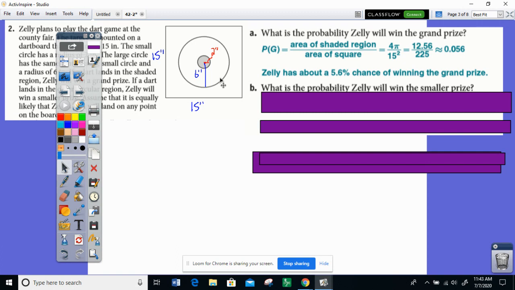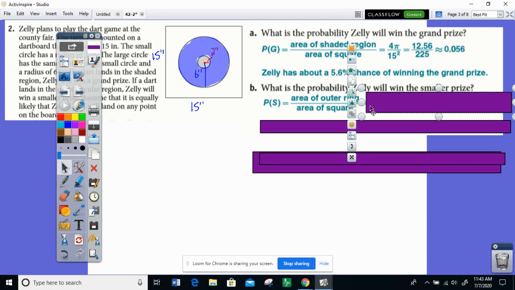So now we want to find the probability that Zelly will win the smaller prize. Well, in order to win the smaller prize, Zelly would need to land somewhere in this outer ring that we're shading right here. How can we find that probability? That's like finding the area of this blue donut, not including the circle in the middle. Well, we would have to do the entire area for that largest circle, the area of the outer ring, only the blue shaded part, not this part.